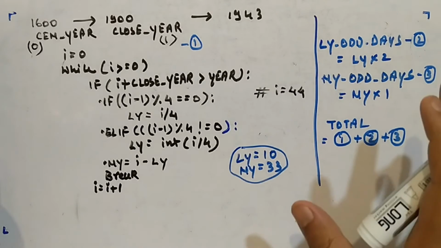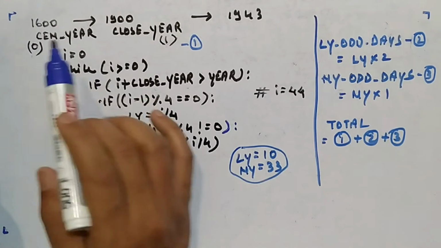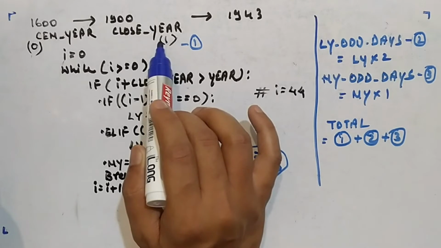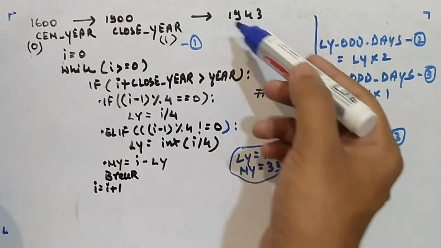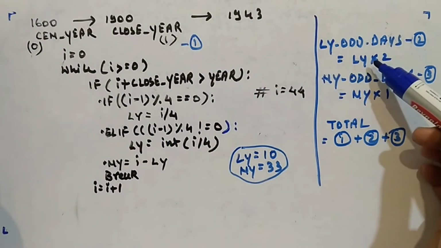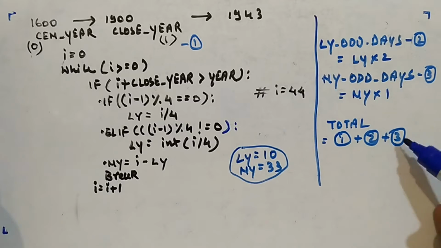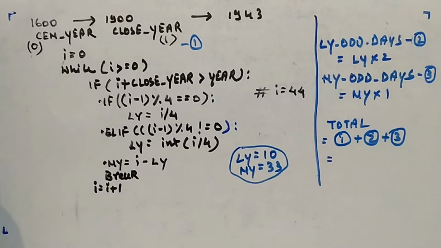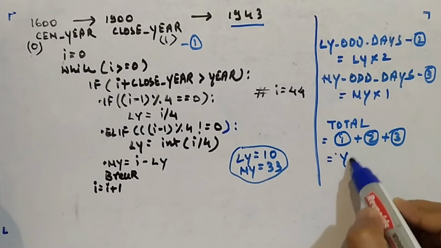So our job is done. First we calculated the closest century year, which will provide 0 odd days. Then we went till the closest year, which will provide some number of odd days, that is the first one. Then by the third process, we were able to calculate the leap year and normal year odd days, so that is 2 and 3. The total will be 1, 2 and 3, and this will be the number of odd days for 1943. So this long process you have done just for calculating the number of odd days for 1943, your given year.